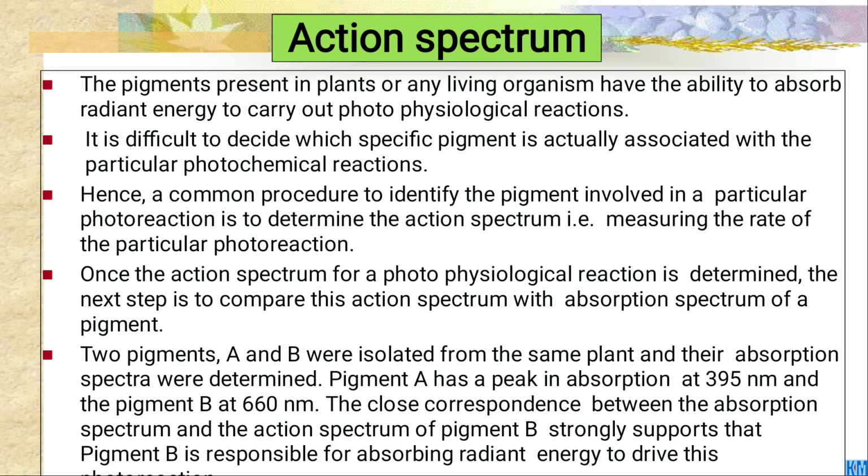Two pigments A and B were isolated from the same plant and their absorption spectra were determined. Pigment A has a peak in absorption at 395 nanometers and pigment B at 660 nanometers. The close correspondence between the absorption spectrum and the action spectrum of pigment B strongly supported that pigment B is responsible for absorbing radiant energy to drive this.